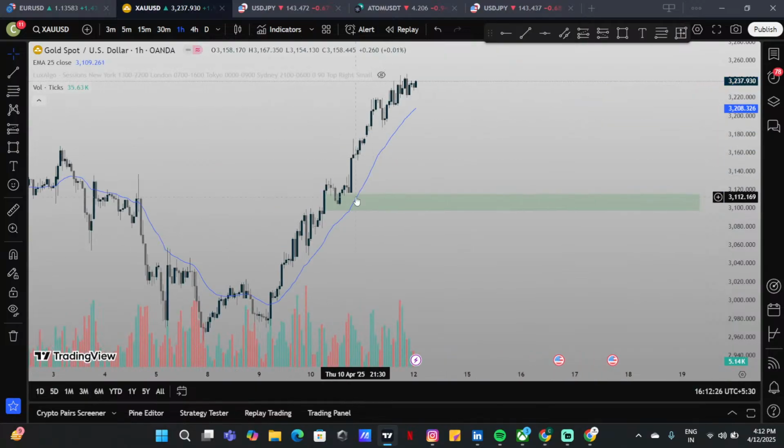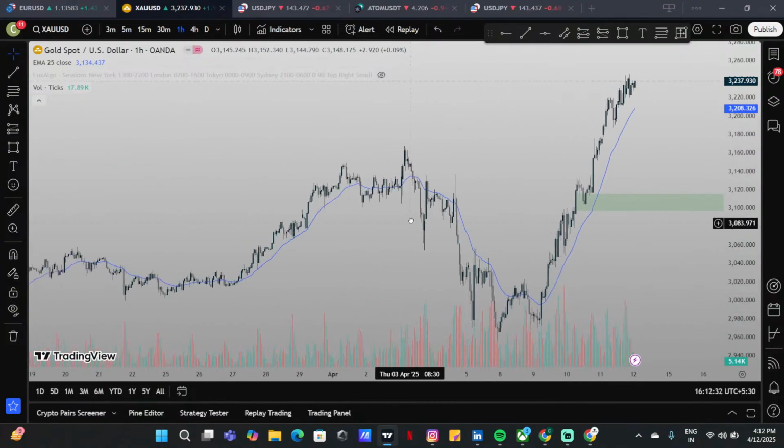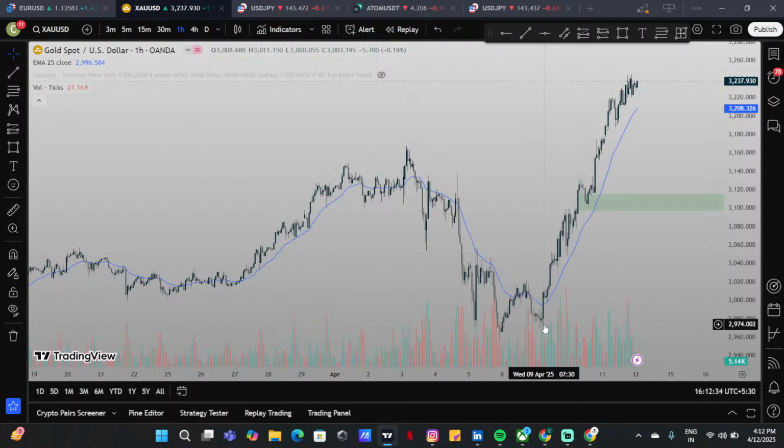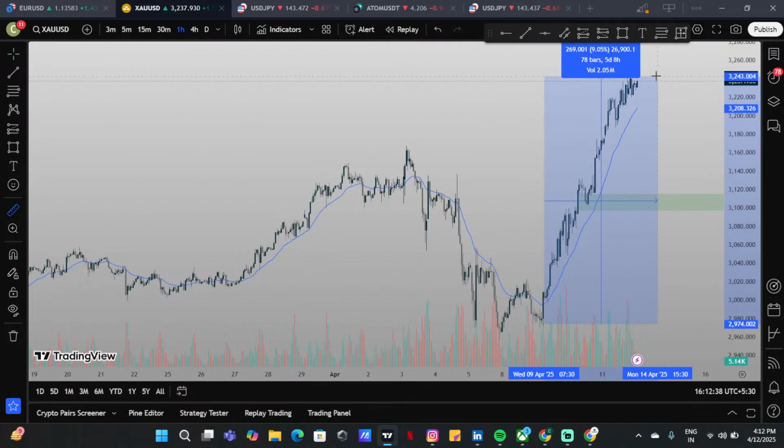EMA is on a high. It's not even touching the EMA of 25 days. Can you see the pullback of this thing from this particular location? It started getting high from $2,974 to $3,241. It's 200 some dollars, $250 I guess approximately, no, $260, $267 I can see over there. That's a good hike.